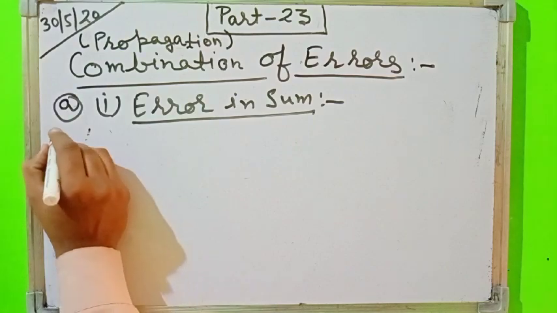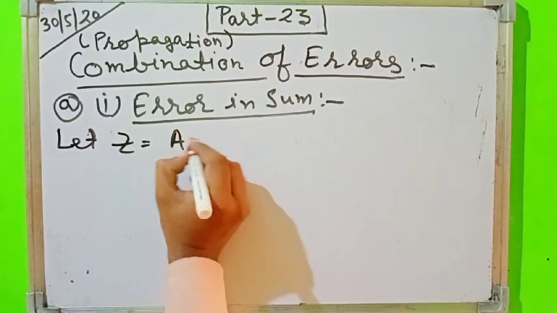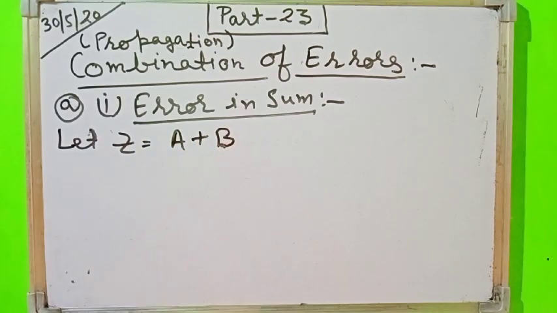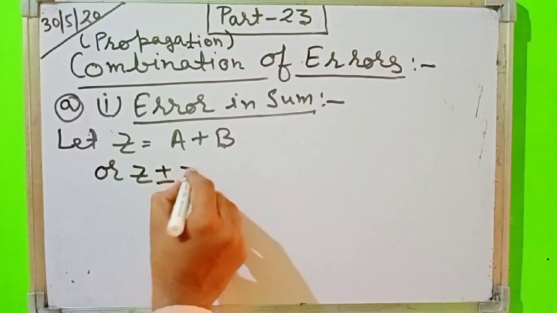Now let Z be equal to A plus B. We suppose Z is equal to A plus B, or Z plus minus delta Z.